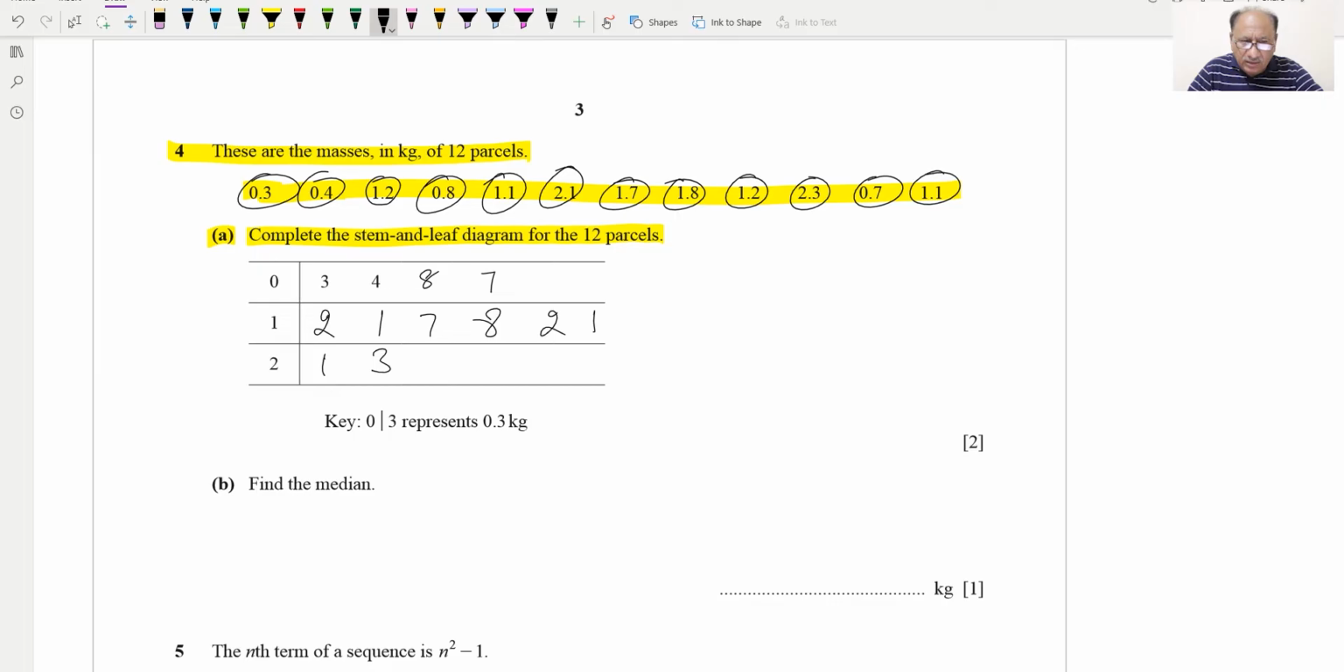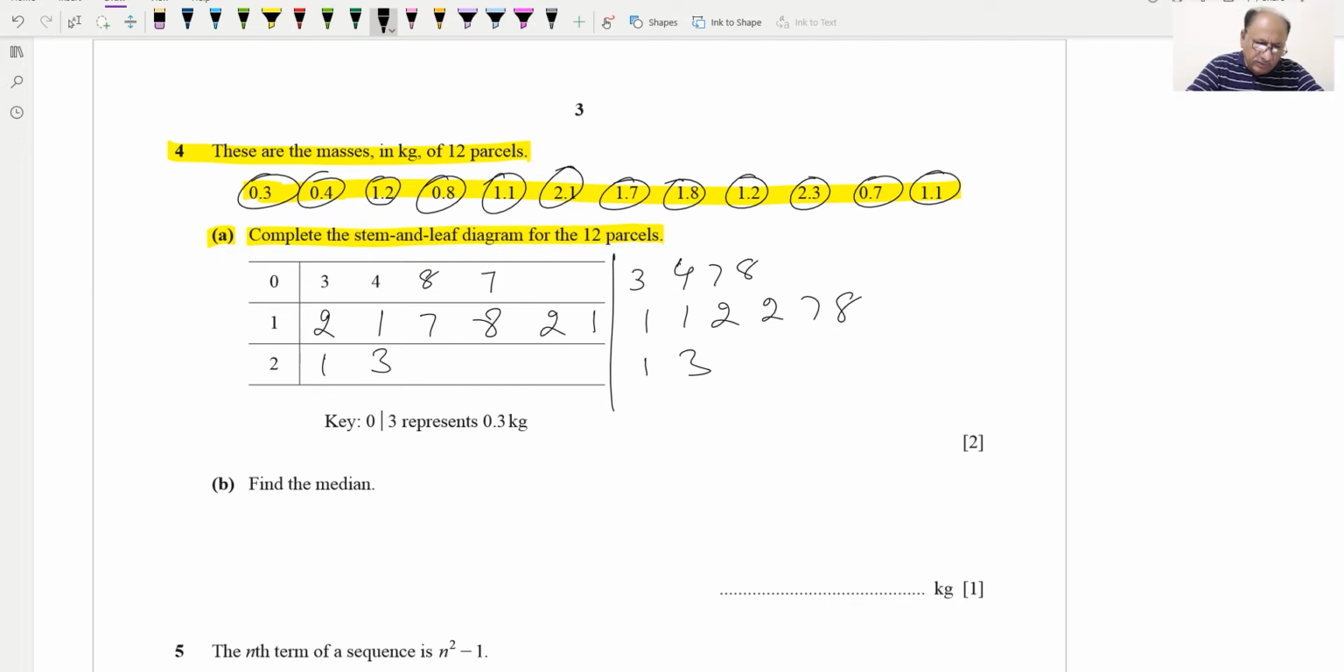Now we can arrange them in order, like for example this is 3, 4, 7 and 8. Similarly, if we arrange these numbers in order, this will be 1, 1, 2, 2, 7, 8. Similarly, this will be 1 and 3. So these are just arranged for our understanding.